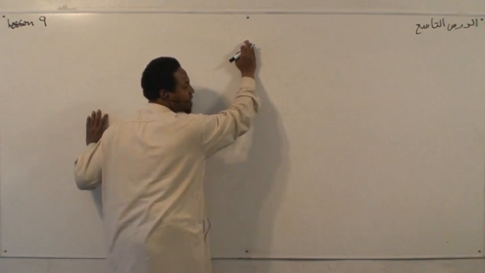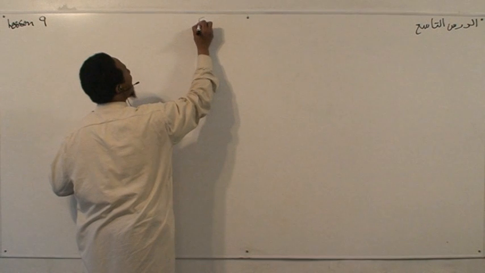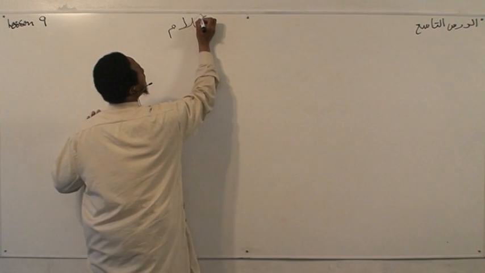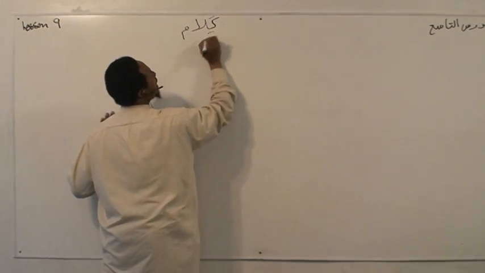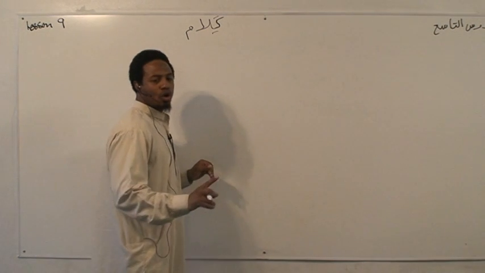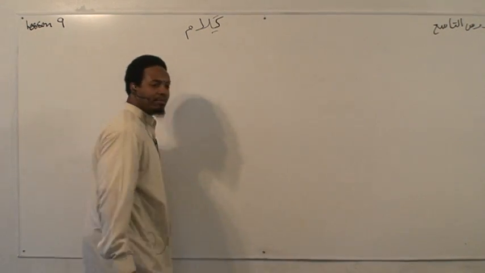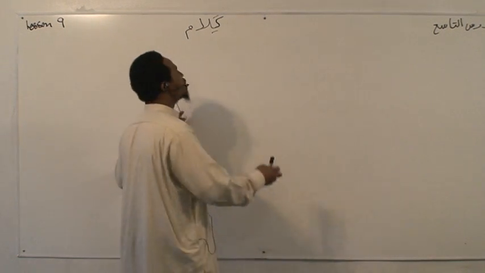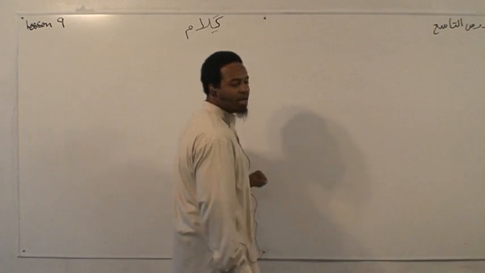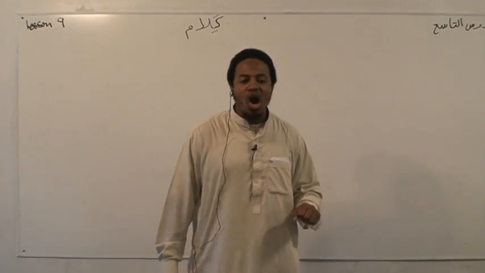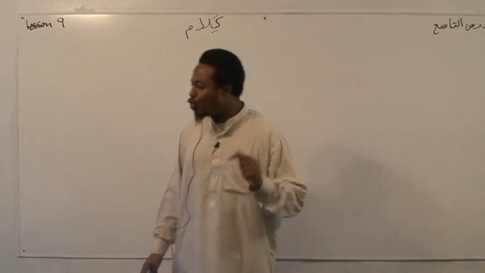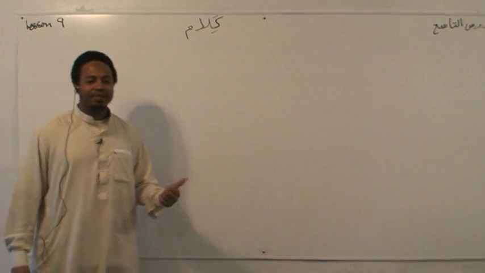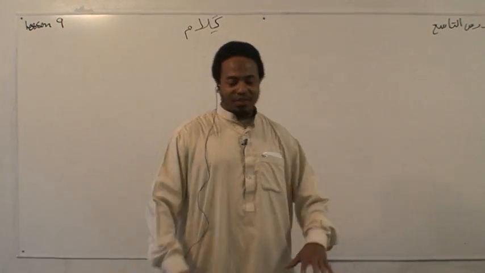How many types of words are there? Three types of words. Kalam is called speech. Everybody say kalam. You can say kalam and you can say kilam. But can you say kulam? No. Say kilam, and kalam with a fatha. Both of those mean speech. But if you say kulam, that means what? Who remembers that? It means a hard ground. Everybody say kulam means a hard ground. While kilam and kalam, that's speech.